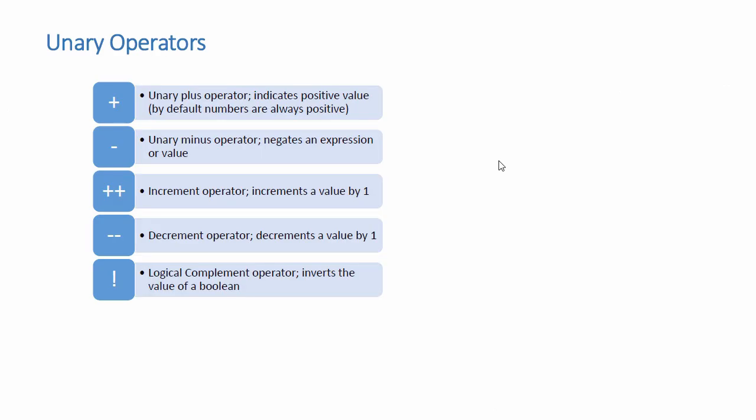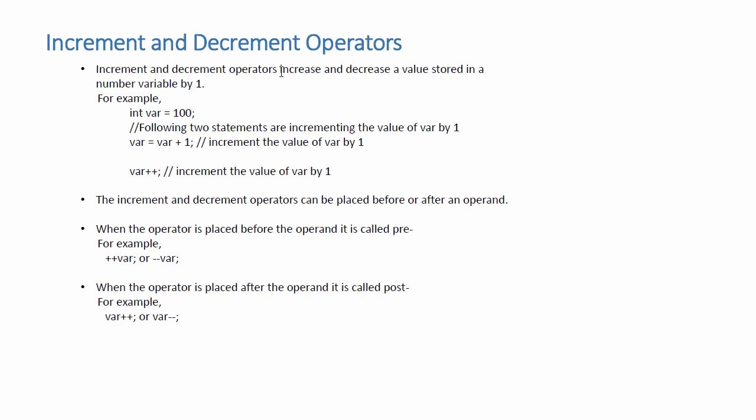Let us now see increment and decrement operators. Increment and decrement operators increase and decrease a value stored in a number variable by 1. For example, these statements var equals to var plus 1 and var plus plus are doing the same thing, incrementing the value of var by 1. The increment and decrement operators can be placed before or after an operand. When the operator is placed before the operand, it is called pre. For example, this is pre-increment operator and this is pre-decrement operator. Same thing with post. If we are using operator sign after the variable name or after the operand, it is known as post-increment operator or post-decrement operator.